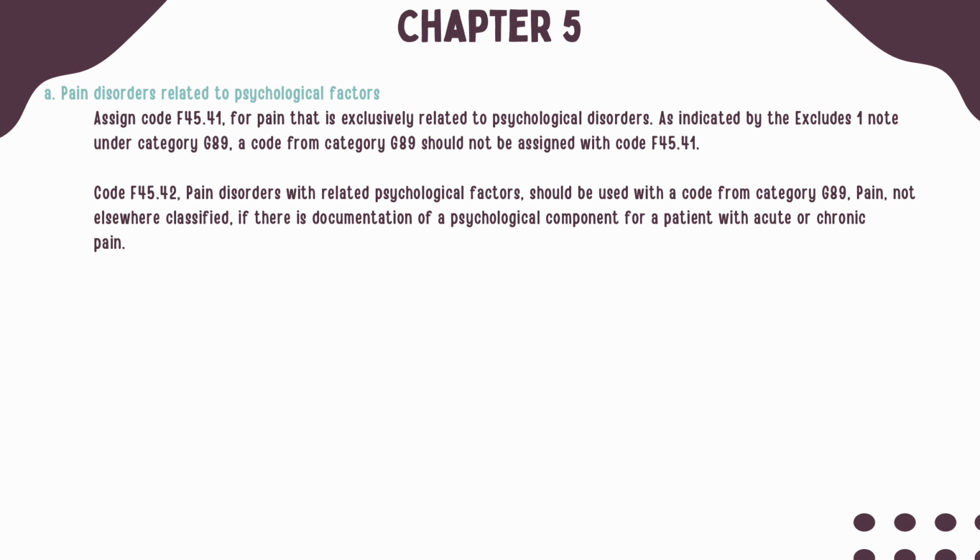When you have a pain disorder that is related to psychological factors, you should use code F45.41. Keep in mind that there is an Excludes1 note that indicates that a code from category G89 for chronic pain should not be assigned with this code. Code F45.42 should be used with a code from category G89 when there is documentation of a psychological component for a patient that has acute or chronic pain.